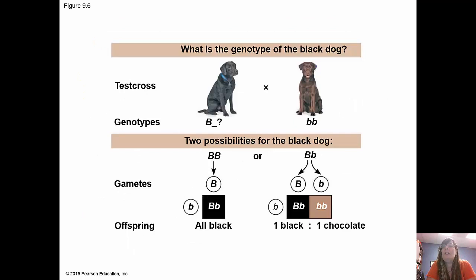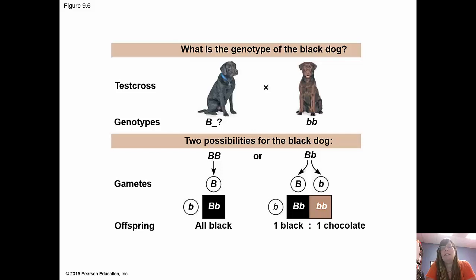So if we have a chocolate lab, we know their genotype is little b, little b. If we have a black lab, we're not sure what the black lab's genotype is. We just know it's one big B. So that black lab could be big B, big B, or big B, little b. Now, if you do a test cross, if that black lab is big B, big B, all it has to donate is a big B. Now we know all the chocolate lab has to donate is that little b.